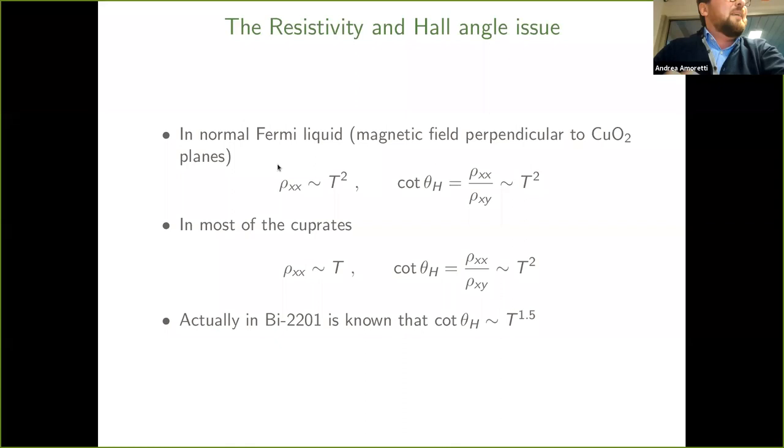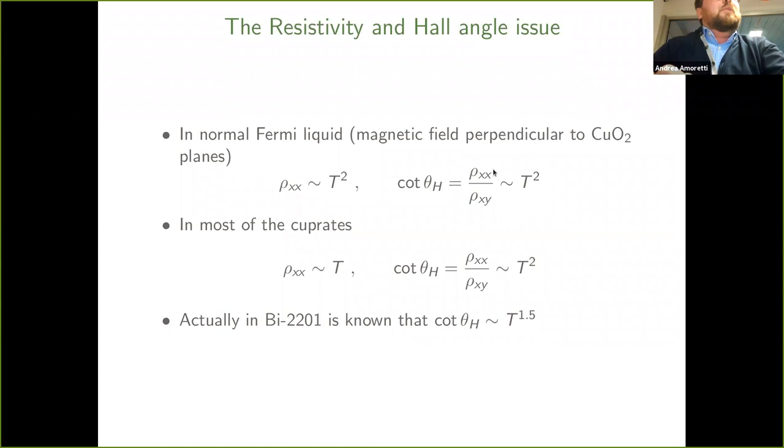So we know that in the Fermi liquid at very low temperature, the resistivity is supposed to be dominated by the electron-electron scattering, and so scales like T squared. Also the Hall angle, which is the ratio between the resistivity in the xx direction and in the xy direction, is supposed in the Fermi liquid to scale like T squared.